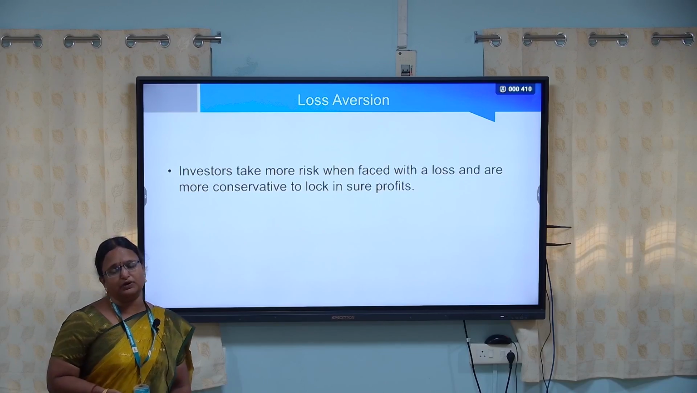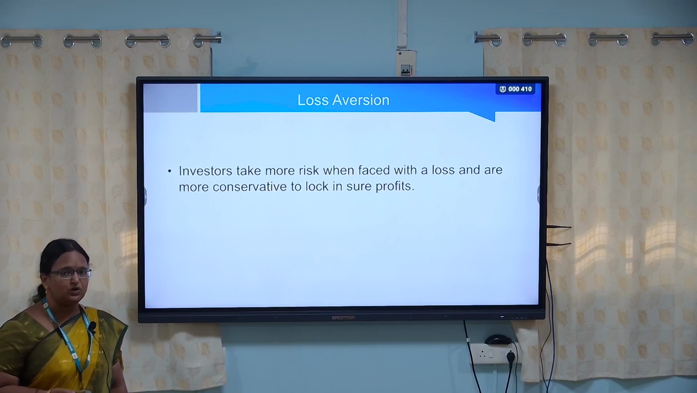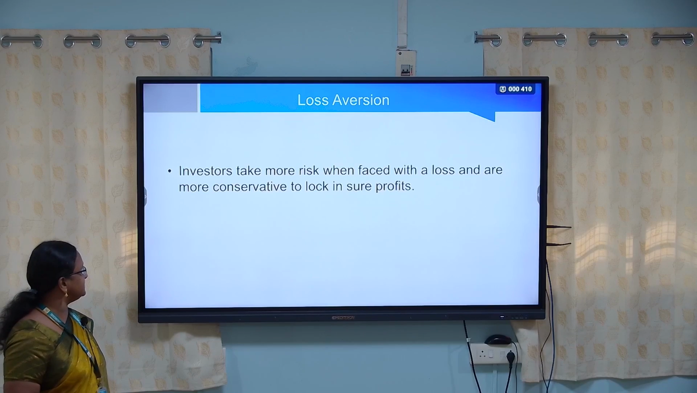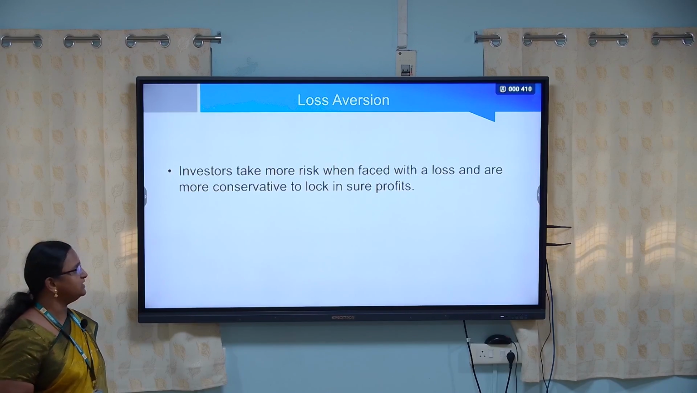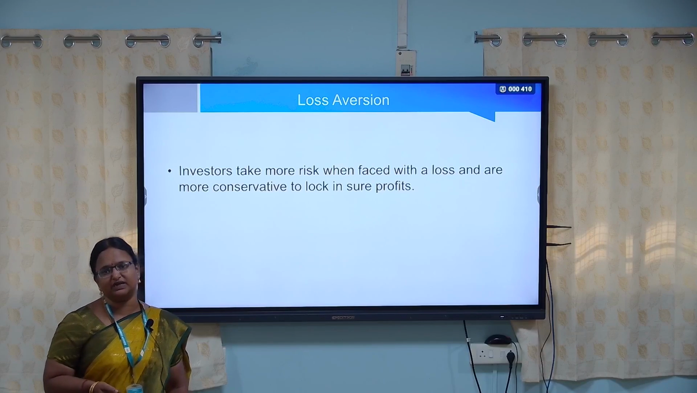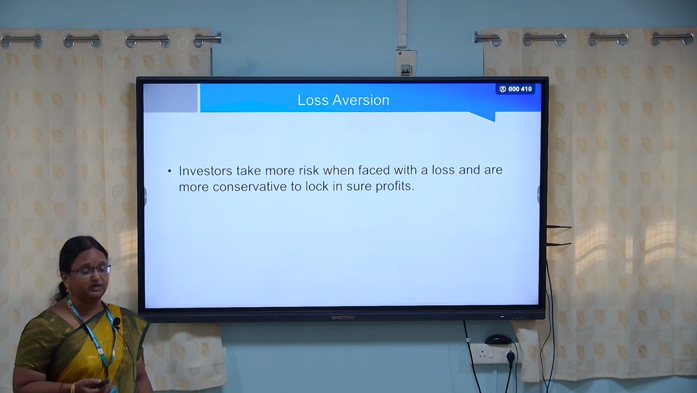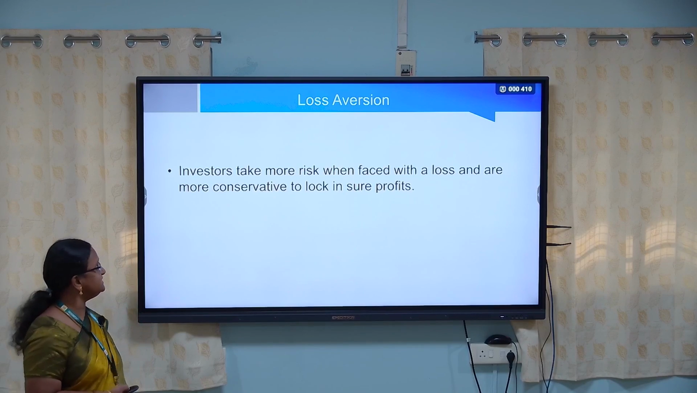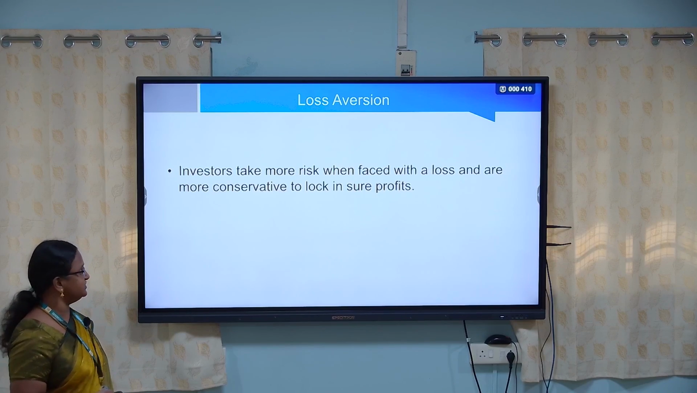This is an important concept of behavioral finance, that is loss aversion. Investors take more risk when faced with loss and are more conservative to lock in sure profit. That is, whenever we are getting profit, we want to be conservative and take the profit, and whenever a loss is coming, we want to take risk. This concept we call loss aversion.